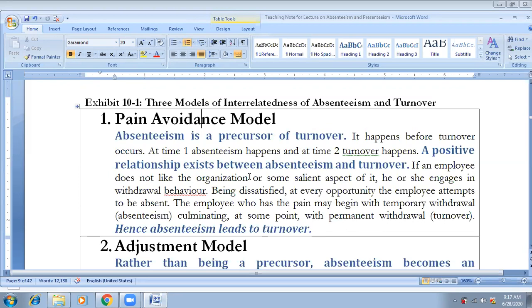If an employee does not like the organization or some salient aspect of it, maybe the superior, maybe salaries, maybe other working conditions, maybe career development, then he or she engages in withdrawal behavior. Being dissatisfied, at every opportunity the employee attempts to be absent. The employee who has the pain may begin with temporary withdrawal, that is absenteeism, culminating at some point, when time passes, in permanent withdrawal. Now that is turnover. Hence, according to this model, we can theorize that absenteeism leads to turnover. Because of absenteeism, at a later time, the company will have to face turnover. So that is called the pain avoidance model.